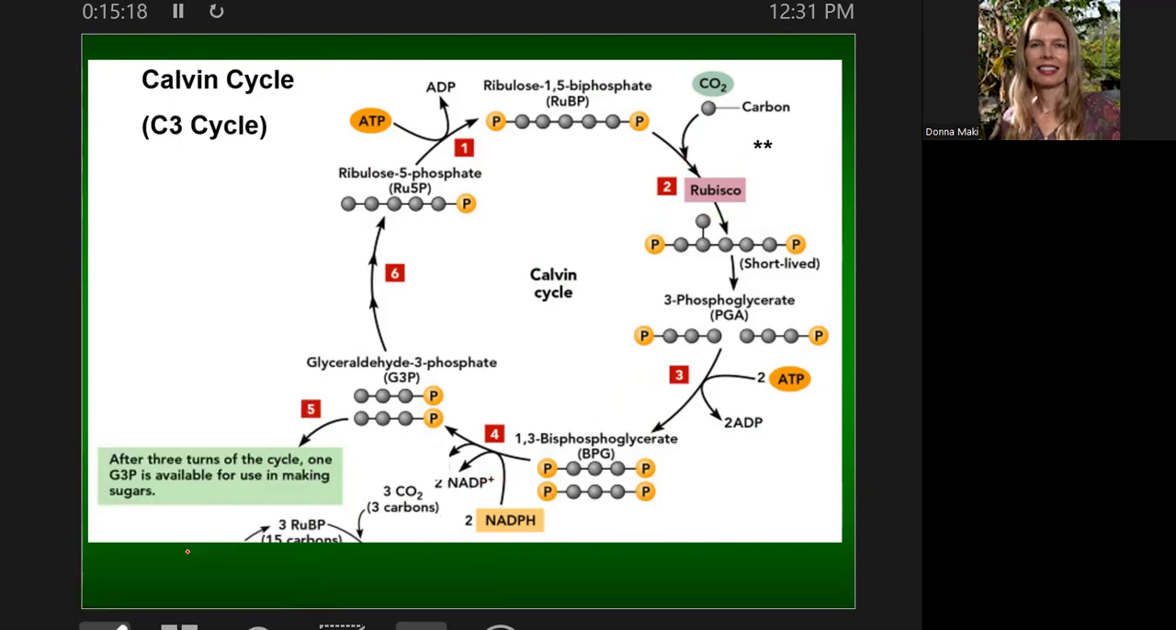So by the time that phase 2 is done, you're going to go from PGA to glyceraldehyde 3-phosphate, which is abbreviated G3P. So please keep these separate. In the past, I've seen students switch those. They confuse PGA and G3P. So my advice to you would be to write this or type it over and over until you get it down in your head, the order, so that you don't mix these up.